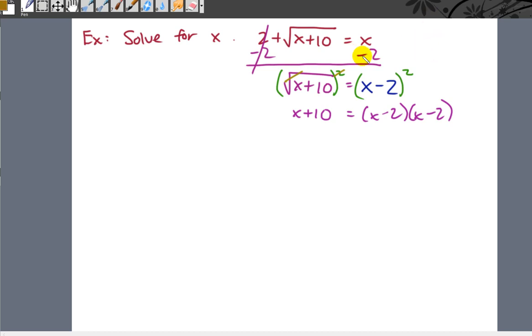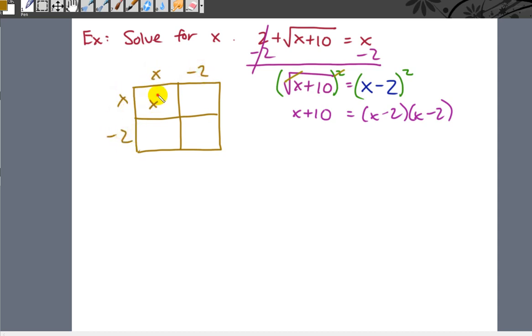Okay, so what we want to do with this is, now that we've written it like this, we can try FOIL or we can do box. Let's say we do box. So we have x minus 2 and x minus 2. X times x is x squared. X times negative 2 is negative 2x. Negative 2 times x is negative 2x. Negative 2 times negative 2 is going to be positive 4.